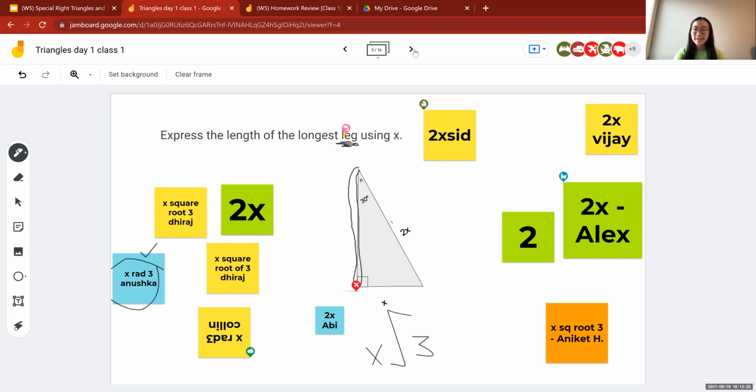Okay, so the answer to this is x radical 3, and you can prove it using the Pythagorean theorem. Okay, so we'll continue on.